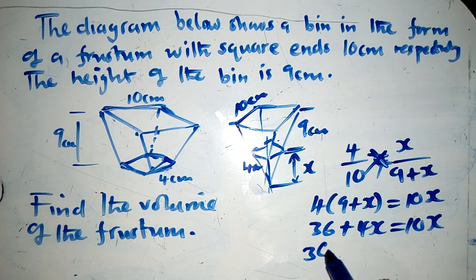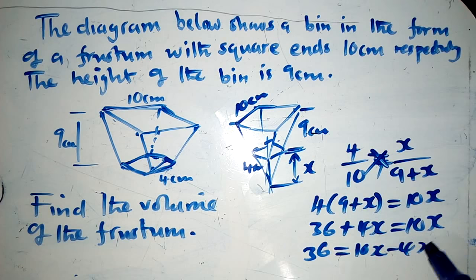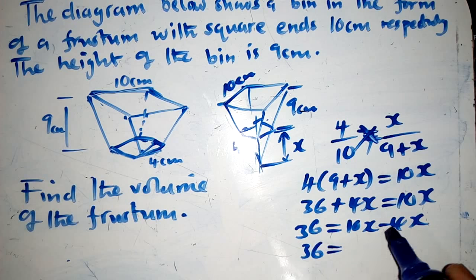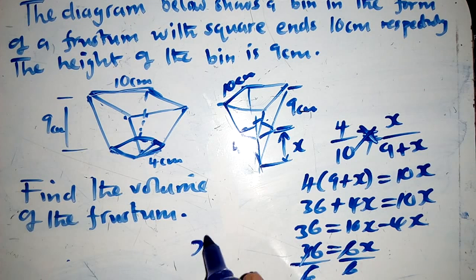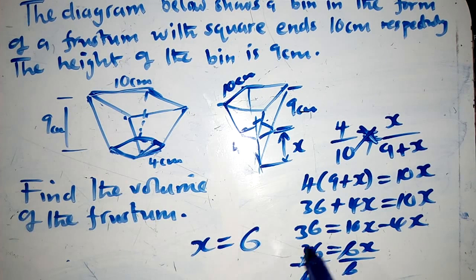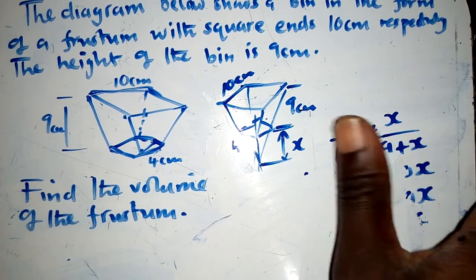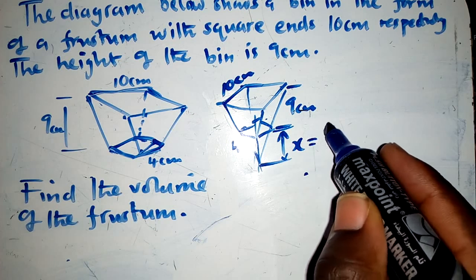We can group the like terms. So it will look like this. After grouping the like terms, we can solve: 6x divided by 6, and 36 divided by 6. Now the value of x is equal to 6, since 6 into 36 is 6. We have found the value of x. Since we have found the value of x, which is 6, we'll put it here.